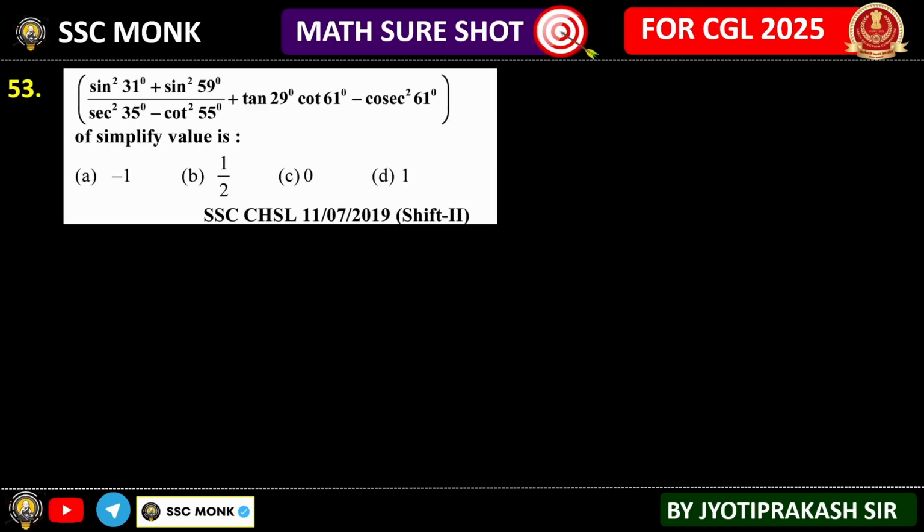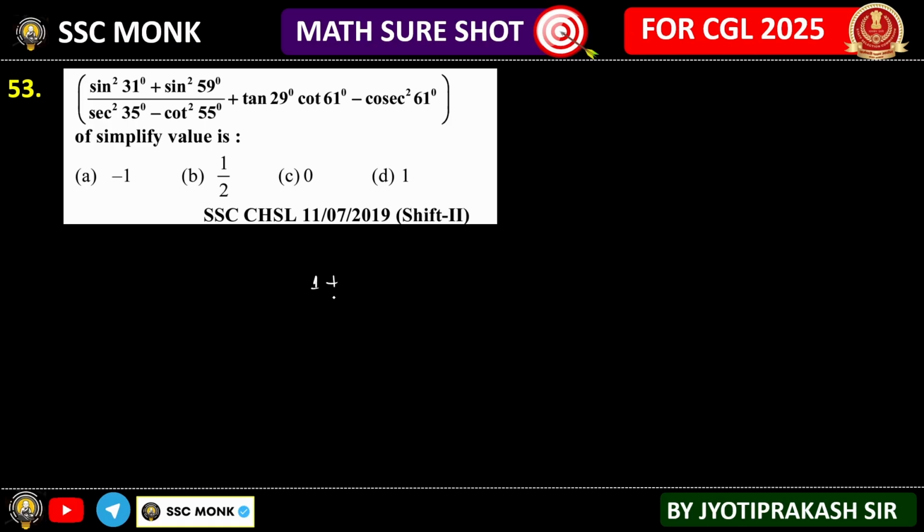Next. Sin square 31 plus sin square 59 divided by sec square 35 minus cot square 35 is equal to what? See, sin square 59 can also be written as cos square 31. So this will be 1. Same way, the denominator can be written as tan square 35. So this will be 1.